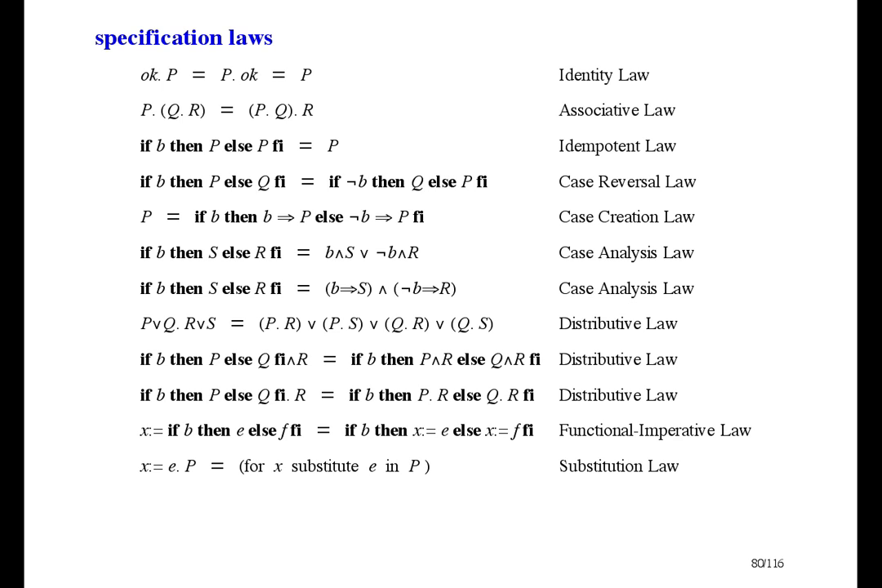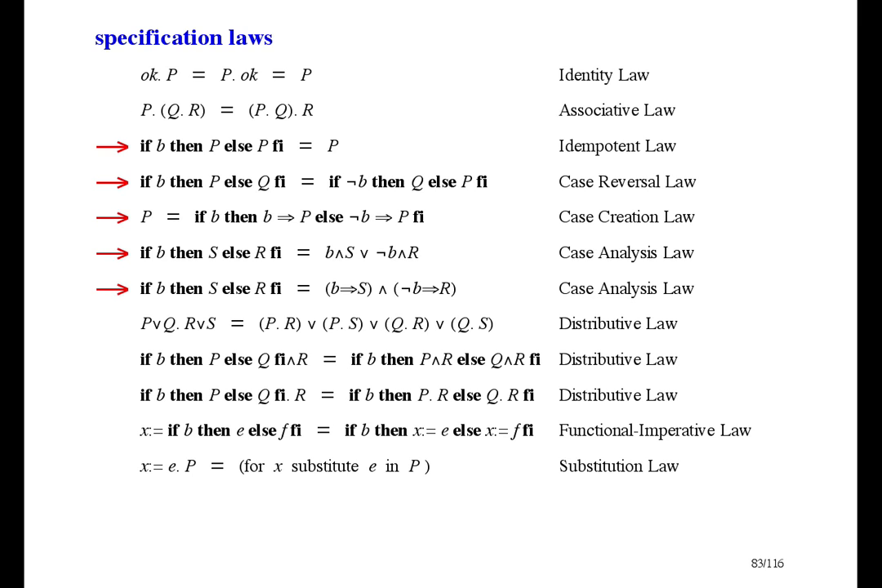Here are some laws about specifications. The first one says that OK is both a left and right identity for dependent composition. If you do nothing, and then do P, it's the same as doing P. Also, if you do P and then do nothing, that's just doing P. The next one says that dependent composition is associative, so we won't bother to write parentheses.